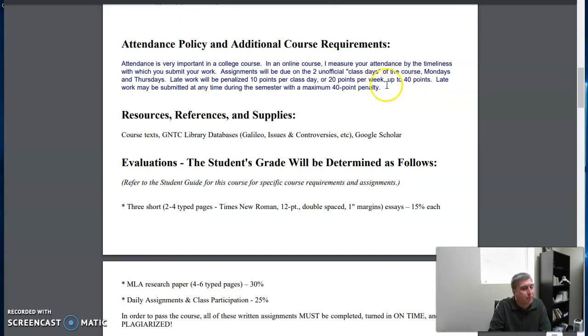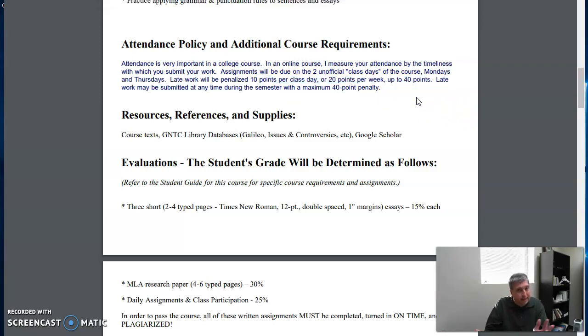Class policy, I don't know why this is in blue. I just noticed that. But anyway, of course, we do not have an attendance policy per se. This is not a face-to-face class. There's no time when we all have to get together and meet at the same time. I measure your attendance by the timeliness with which you submit your work. The two unofficial class days you see are Mondays and Thursdays. Assignments will be due just about every Monday and Thursday, maybe some other days every now and then, but for the most part, Mondays and Thursdays.